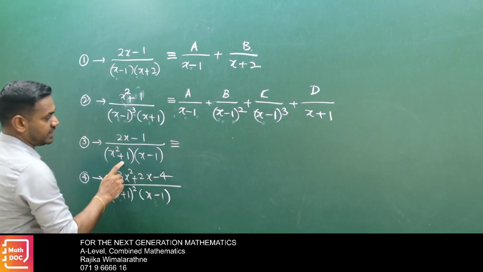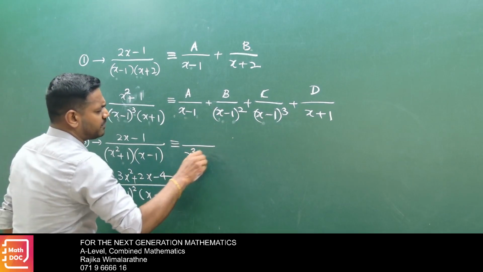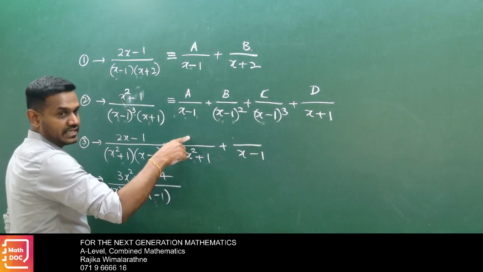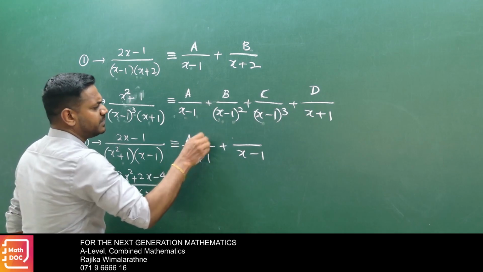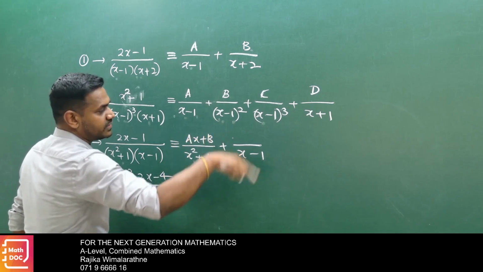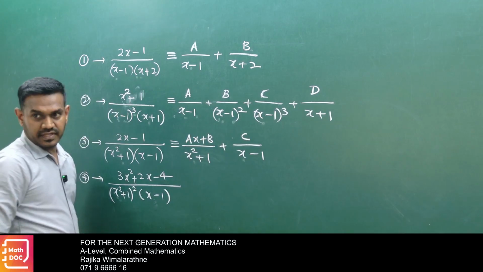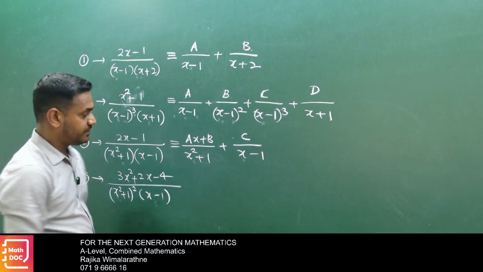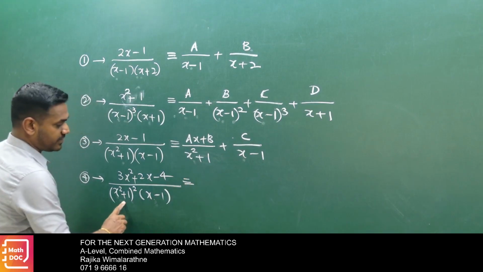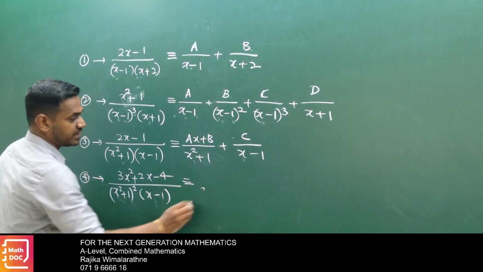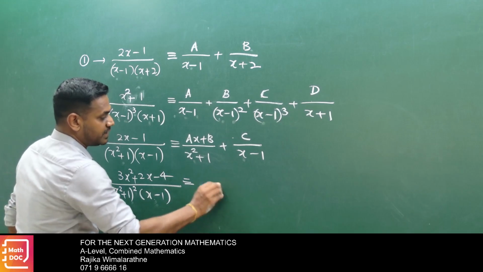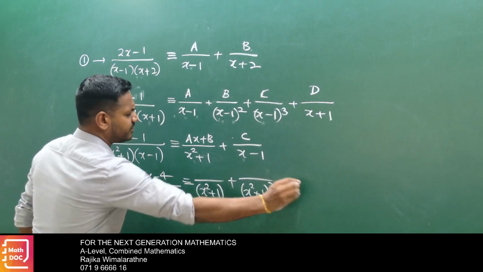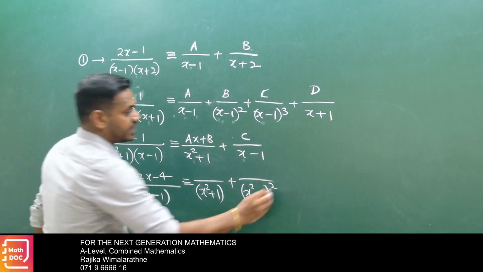Okay, now here the quadratic one, x squared plus 1, x minus 1. For the quadratic one, you have to write a linear one here. Write Ax plus B format, and here for linear, you put constant C. So for linear, you put a constant, for quadratic, you put a linear one, no? Then here, we have repeating linear and repeating quadratic. Write here x squared plus 1, again you repeat x squared plus 1 to the power 2, likewise repeat, and x minus 1.